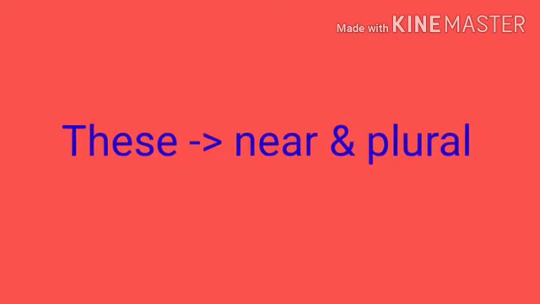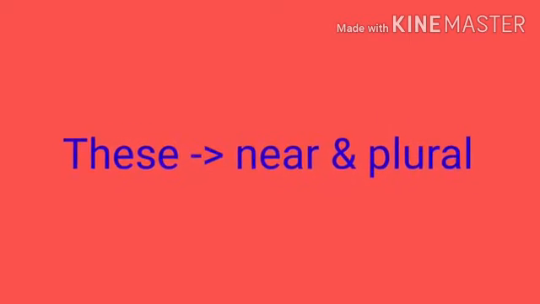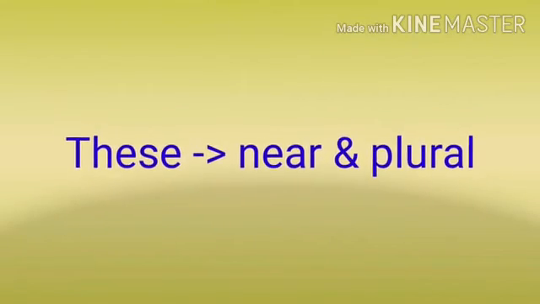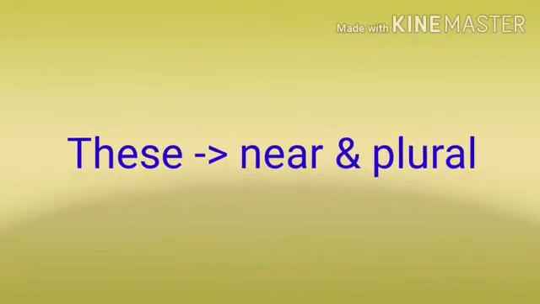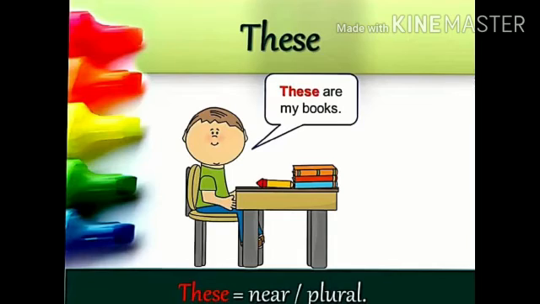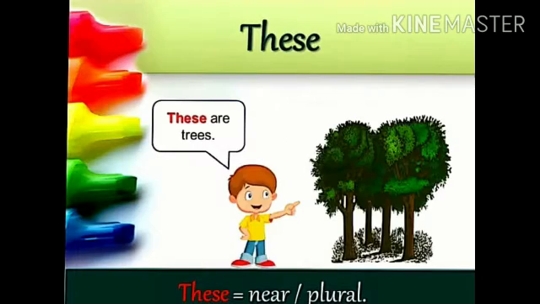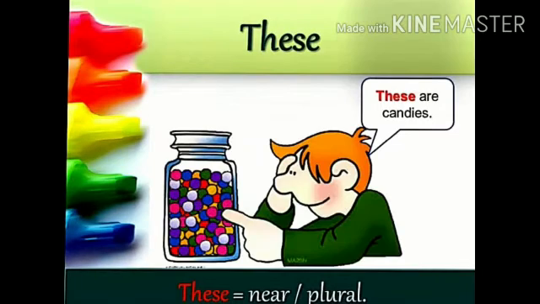Now, let us know about these. These are used to tell about nearer and plural objects. For example, what are these? These are my books. The books are near him and they are plural. Look at these. These are trees. What are these? These are candies.